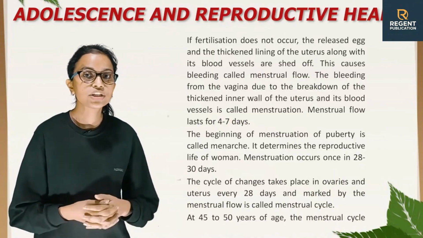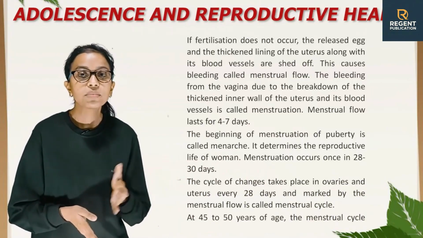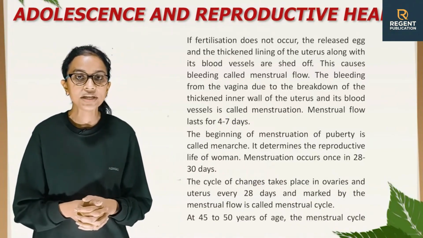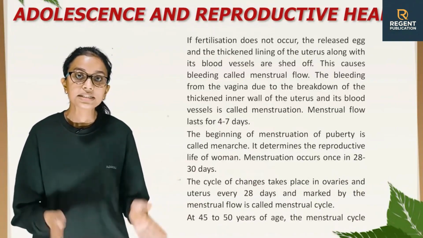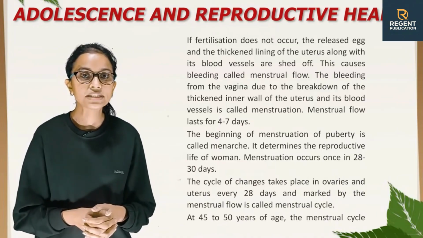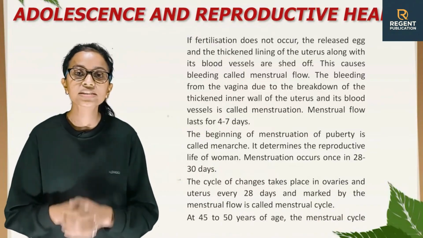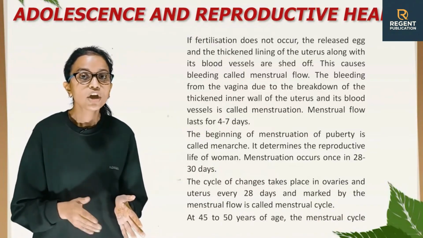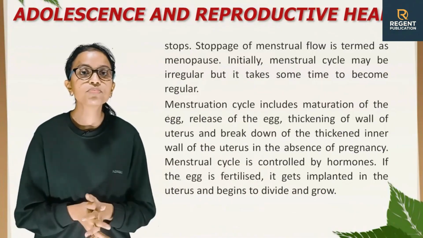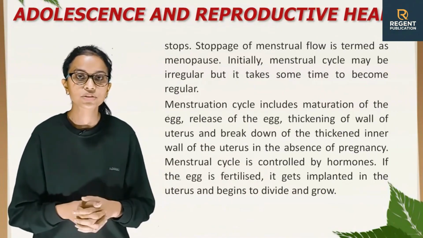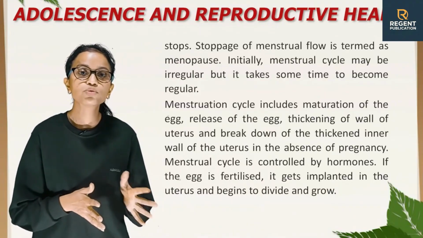The beginning of menstruation at puberty is called menarche. It determines the reproductive life of women. Menstruation occurs once in 28 to 30 days. The cycle of changes that takes place in the ovaries and uterus every 28 days and is marked by the menstrual flow is called the menstrual cycle. At 45 to 50 years of age, the menstrual cycle stops. Stoppage of menstrual flow is termed menopause. Initially, the menstrual cycle may be irregular, but it takes some time to become regular.